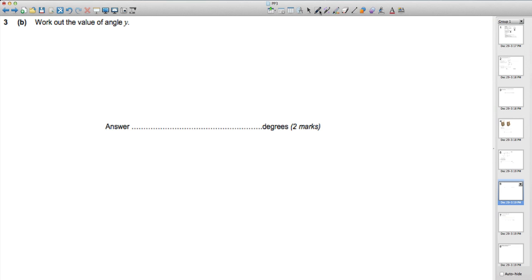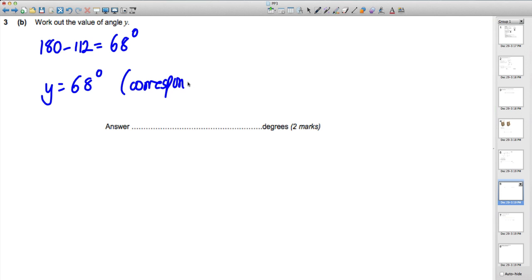So show your working. You would state that 180 subtract 112 is 68 degrees and therefore state that Y equals 68 degrees, and then write down your reason: it is corresponding. And that would easily get you your 2 marks.